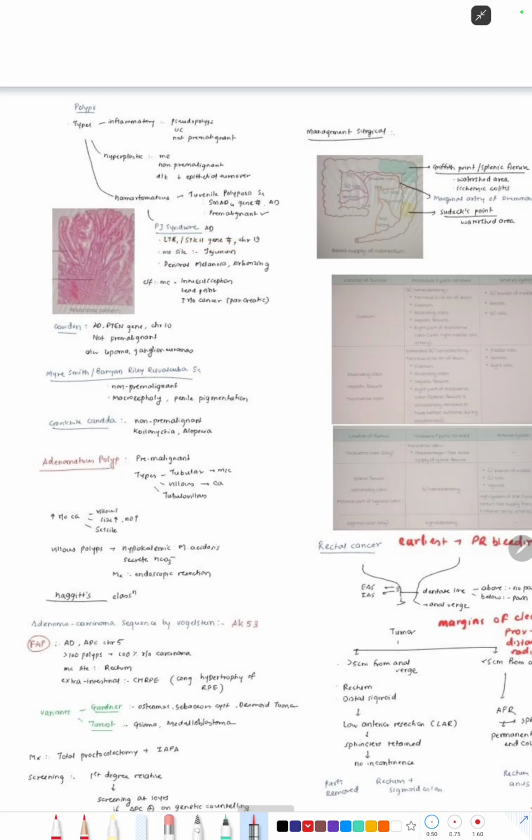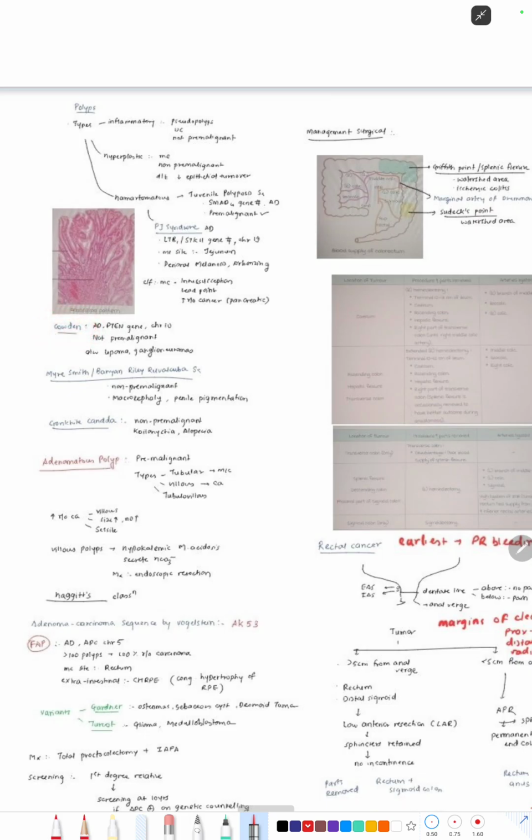The most common site is going to be the jejunum. It leads to perioral melanosis and an arborizing pattern. Clinical features: the most common is intussusception. It can act as a lead point and increases the risk of cancer. It increases the risk of pancreatic cancer about 100 times.